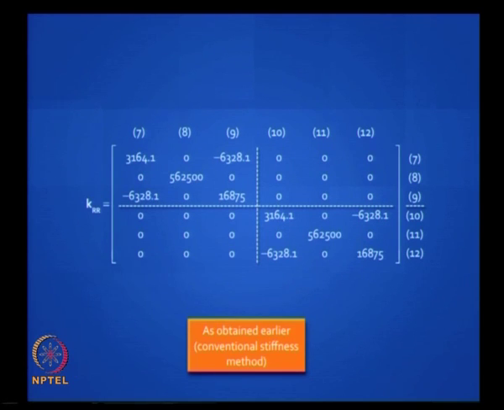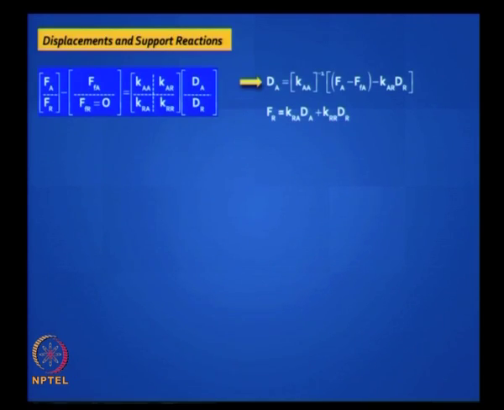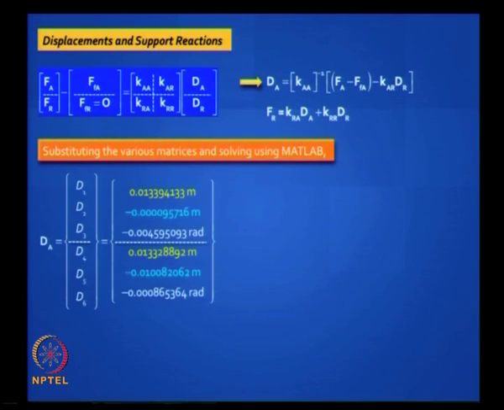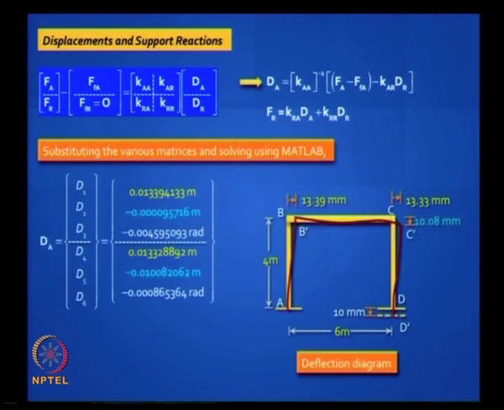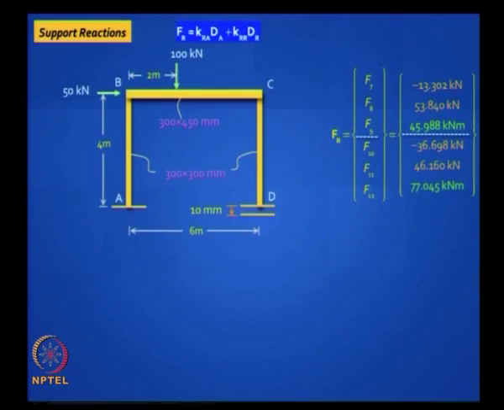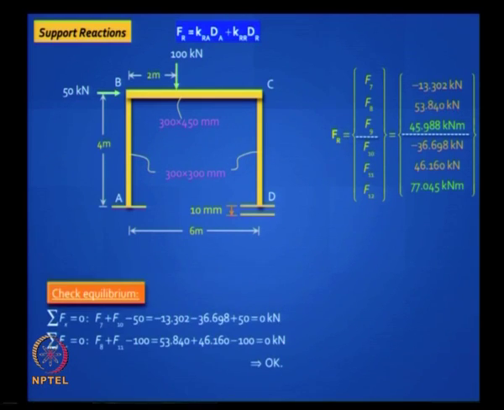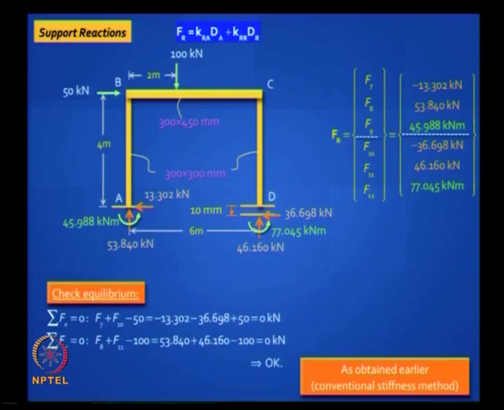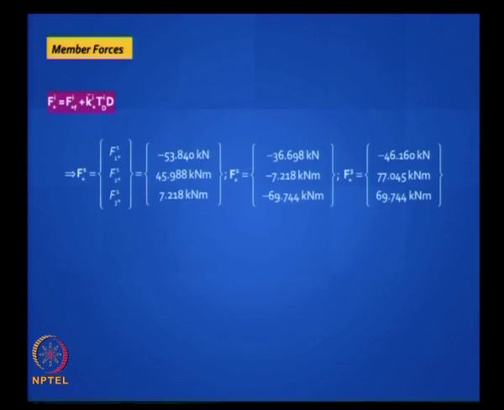So the next step should give you also the same result. You will get the same deflections and you will get the same rotations, so you can do that, and we got the same solution as we got earlier. Support reactions also is identical. So these 2 steps are common to both reduced element stiffness method and the conventional stiffness method, and so you can check equilibrium, find out your reactions, make sure everything is okay, find out your member forces.